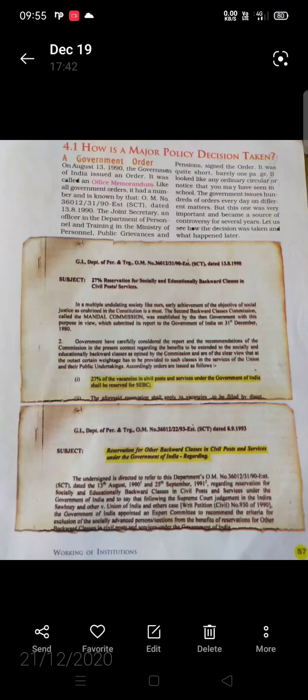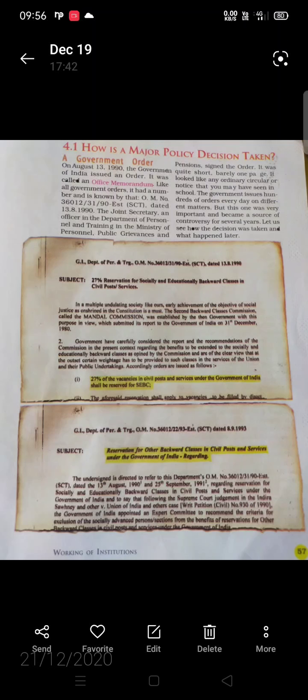The Government of India had appointed the Second Backward Classes Commission in 1979, because the early achievement of the objective of social justice as enshrined in the Constitution is a must. This was headed by BP Mandal, so it is popularly known as the Mandal Commission. It was asked to determine the criteria to identify the socially and educationally backward classes in India and recommend steps to be taken for their advancement.